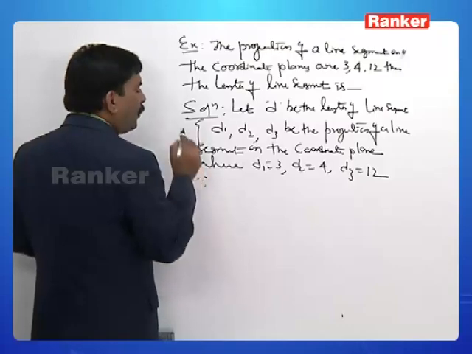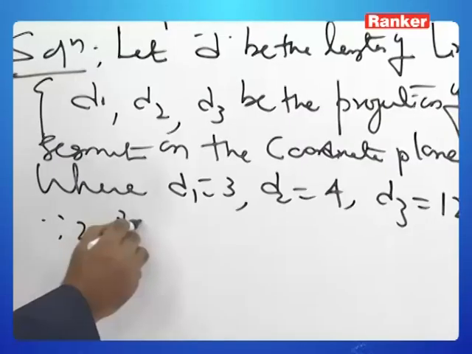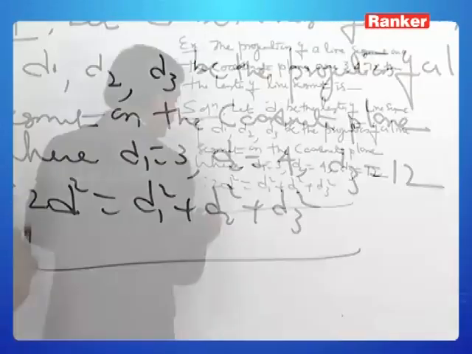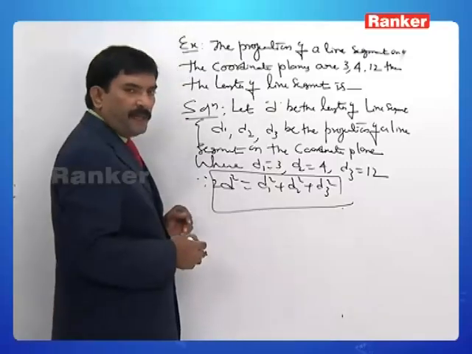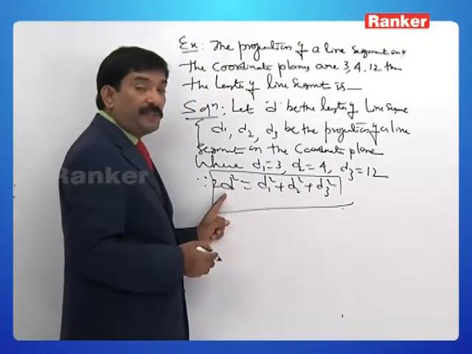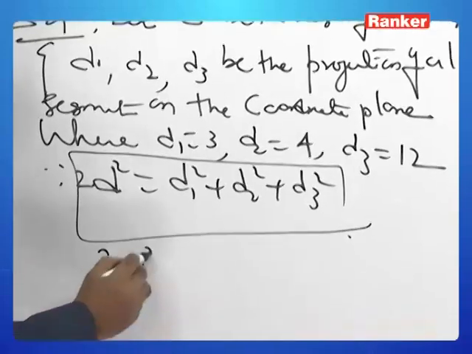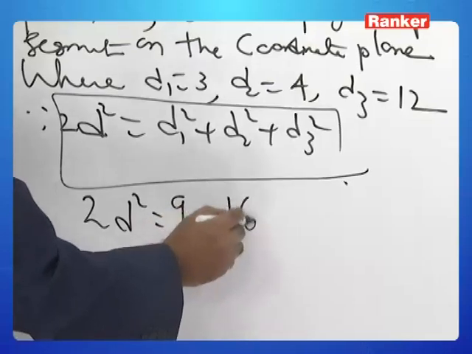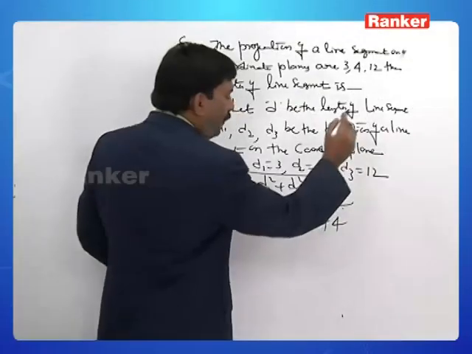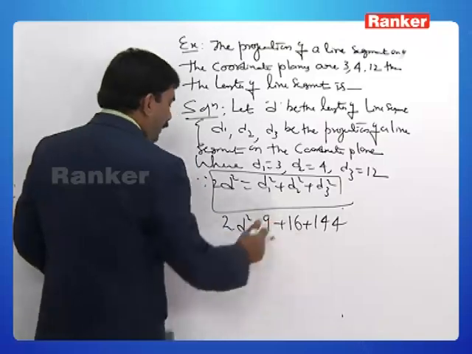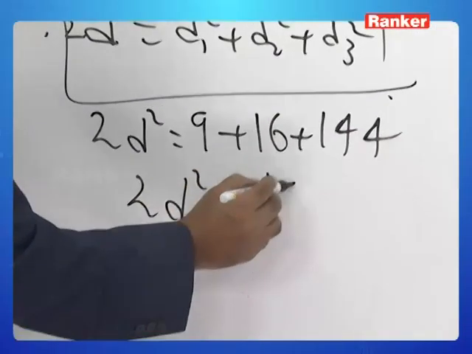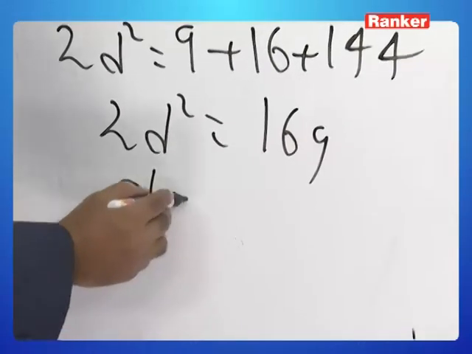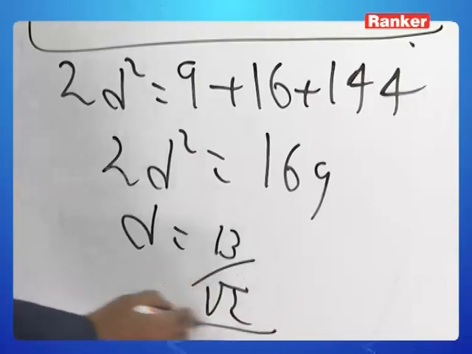Since on coordinate planes, 2d square is equal to d1 square plus d2 square plus d3 square. Okay, if it is coordinate axes, d square. Now I want to find out d. d1 is given to be 3, so 9; 4 gives 16; 12 gives 144. Now this sum is 169. Therefore, 2d square is equal to 169. So therefore, now I can write d is equal to 13 by root 2 is the answer.